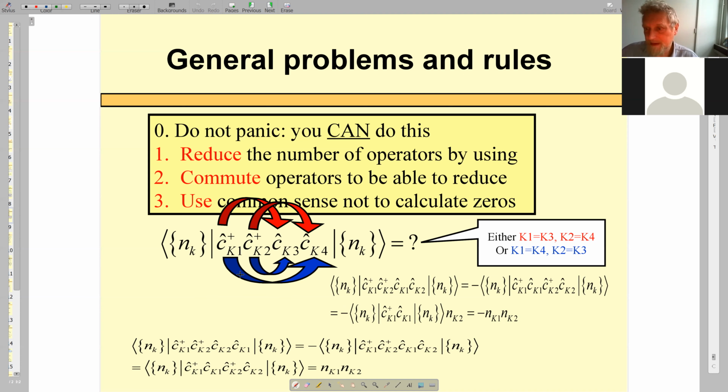First of all, it's a very general point. It is the same for any complex activity: just don't panic. You can do this. So how to do this? We need to reduce the number of operators in the expression. We have 4. We want to reduce it somehow. How can we reduce the number of operators?